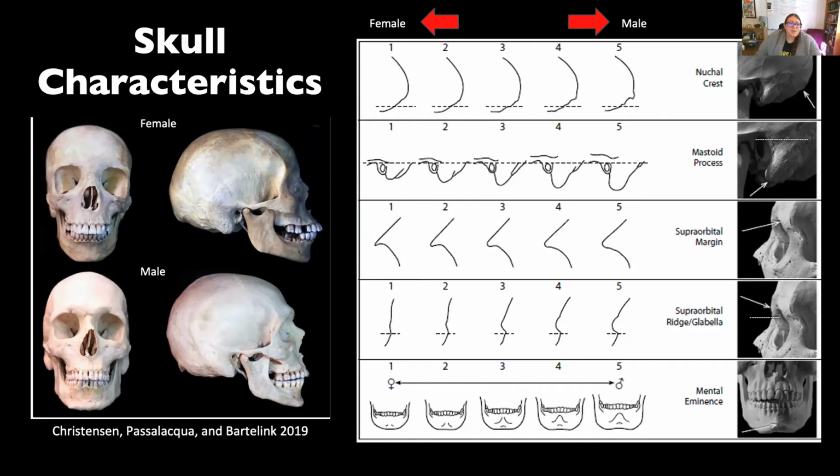So notice the skulls on the slide. The top, the female, is more rounded, smaller, more gracile, and the lower, the male, is more robust, larger, and has stronger muscle attachments.